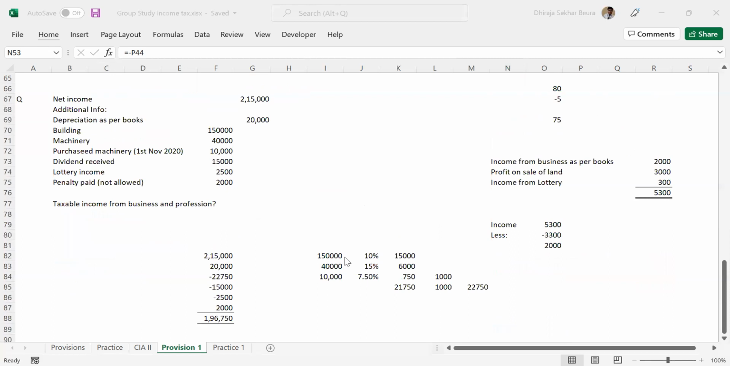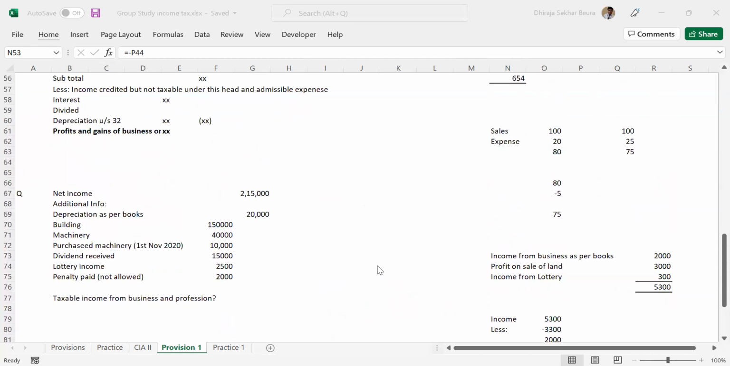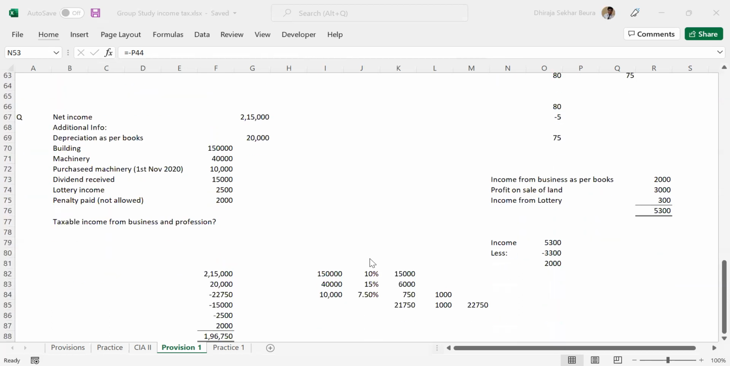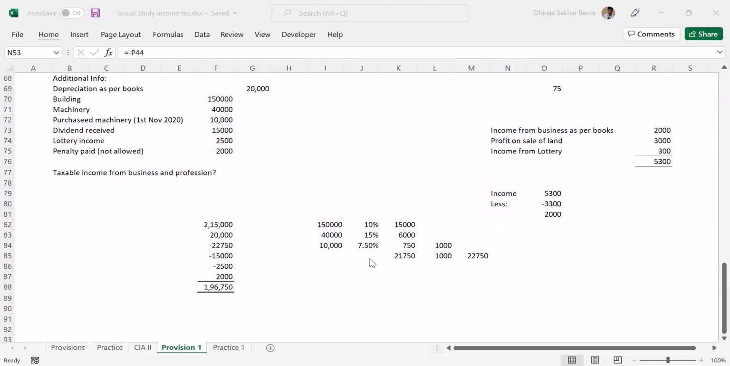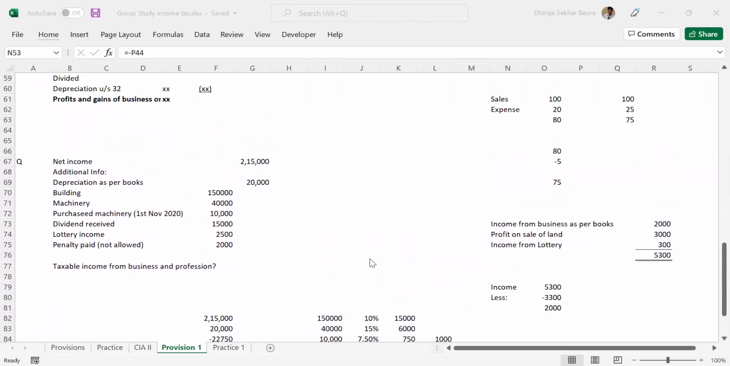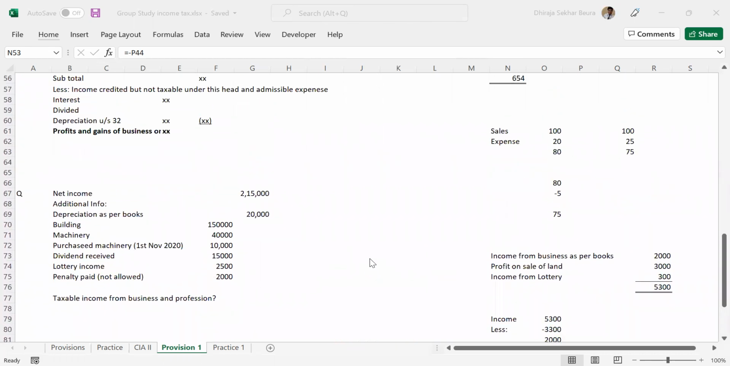Is it 169,250? No, it is 196,750. I might have also made some mistakes. We'll cross verify. Let's give some time to others also to do it. 15%. Is it 194,750? It's 196,750. You haven't added back the penalty, the 2,000.